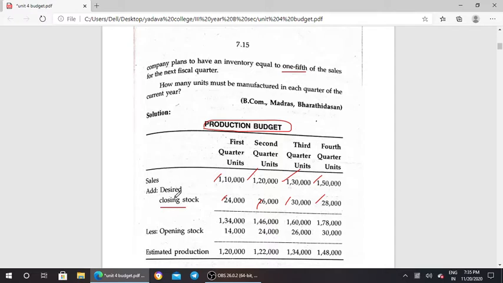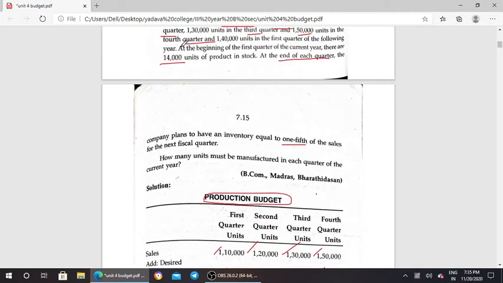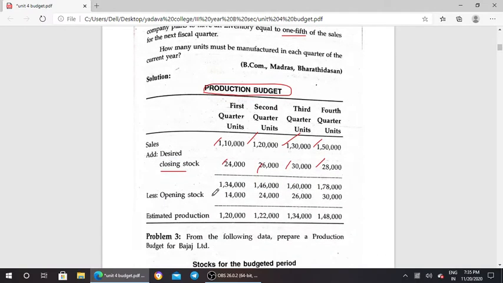Okay, the next is the opening stock. The first opening stock they have given is 14,000, so we have taken 14,000. Last year's closing stock is the next year's opening stock. That is a basic thing, we all know it. The previous period's closing stock will be the next period's opening stock, and the same thing we have to follow in this method also.